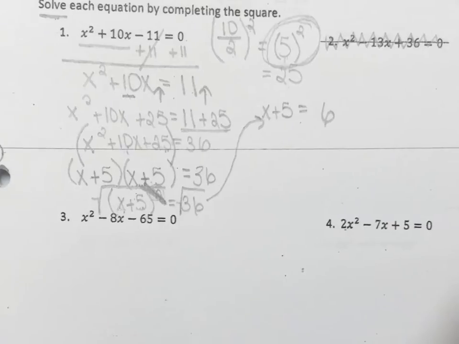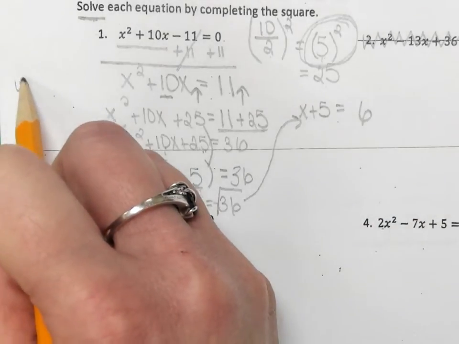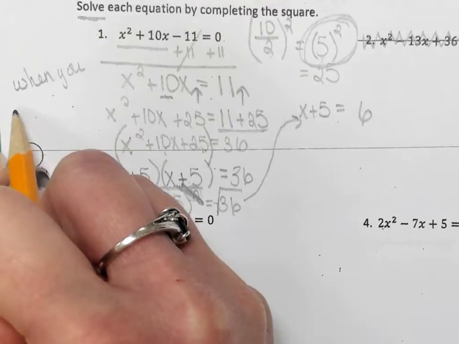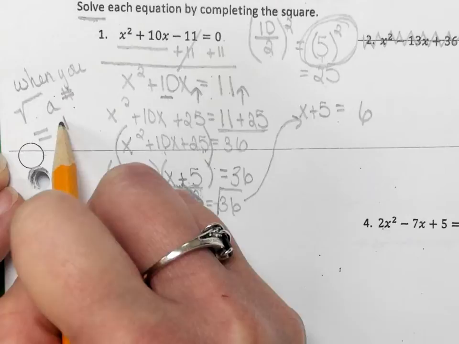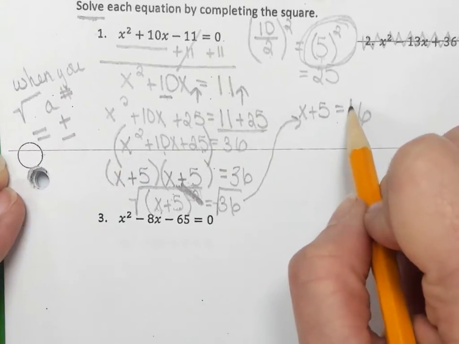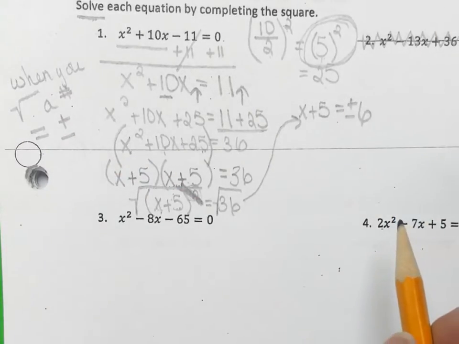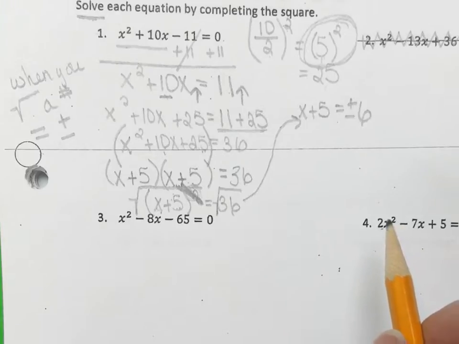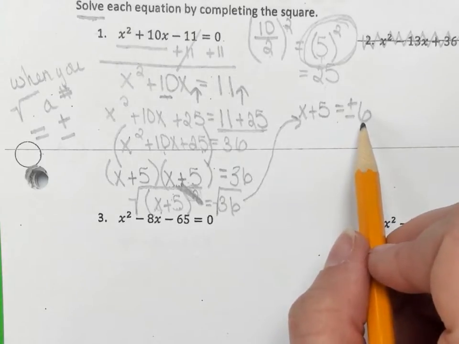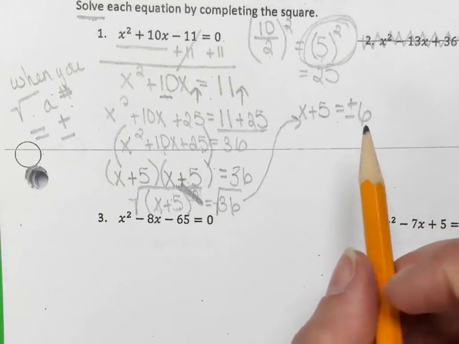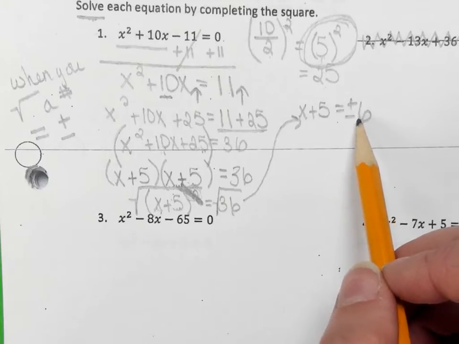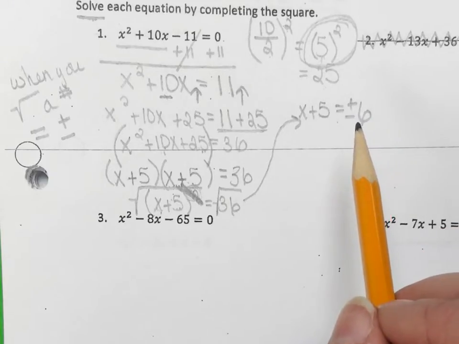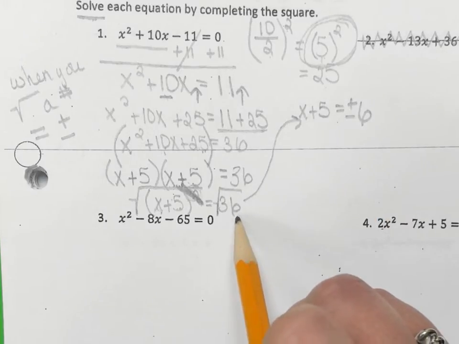Anytime, you might want to make yourself a note. You ready? When you square root a number, it's always equal to plus and minus. So this is really plus and minus 6. Okay, why is that? What's 6 times 6? 36. What's negative 6 times negative 6? Still positive 36, right? That's why it's plus and minus.